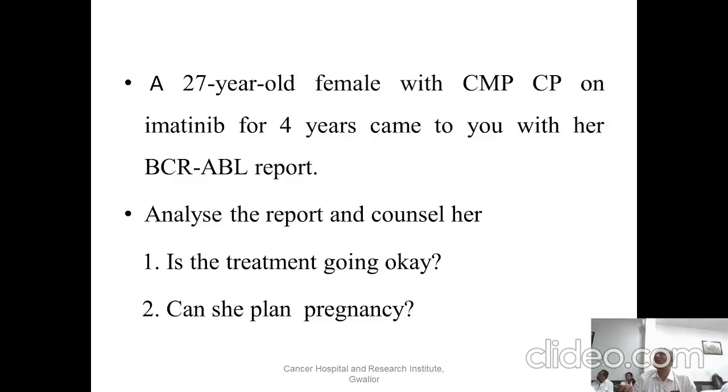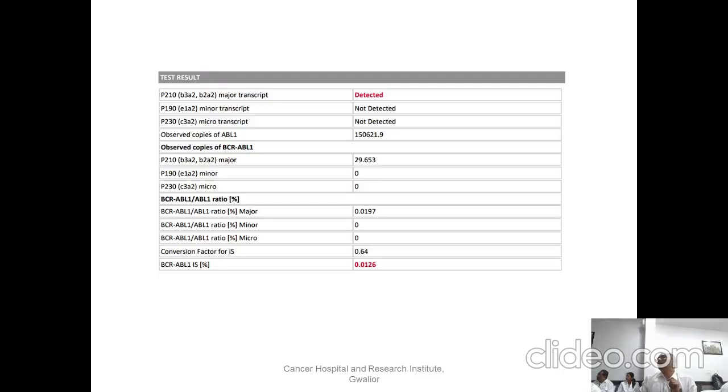Now this is the last thing I want to present. A 27-year-old female with CML-CP, this is important for all of us, on imatinib for 4 years, came to you with her BCR-ABL report. Now analyze the report and counsel her: is the treatment going okay? Can she plan a pregnancy? Now this is the BCR-ABL report, 0.0126. What will you tell us?